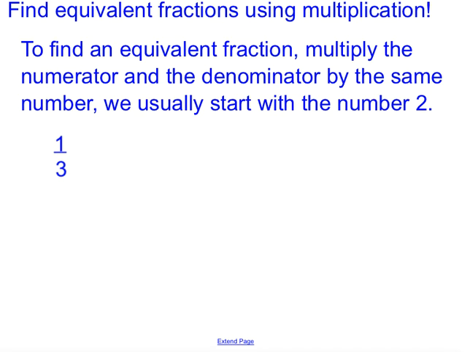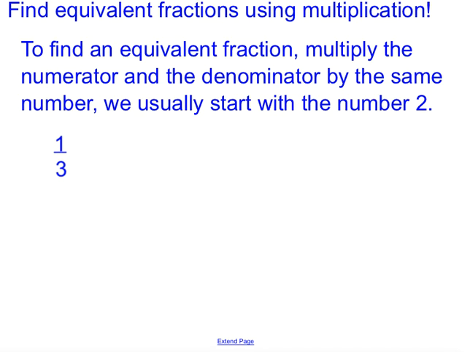So to find an equivalent fraction, multiply the numerator and the denominator by the same number. We usually start with the number 2. So this is telling us in order to create or find an equivalent fraction, we have to multiply, and that's the operation. We're going to be using multiplication, but we have to make sure that we're multiplying the numerator and the denominator by the same number. So if I multiply the numerator by 2, I have to multiply the denominator by 2.